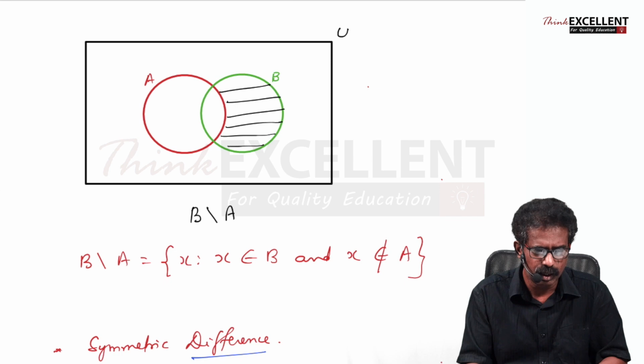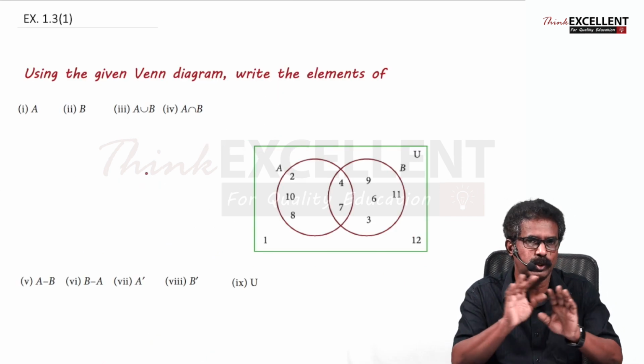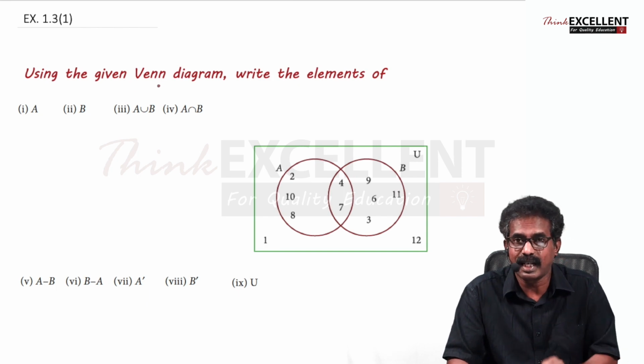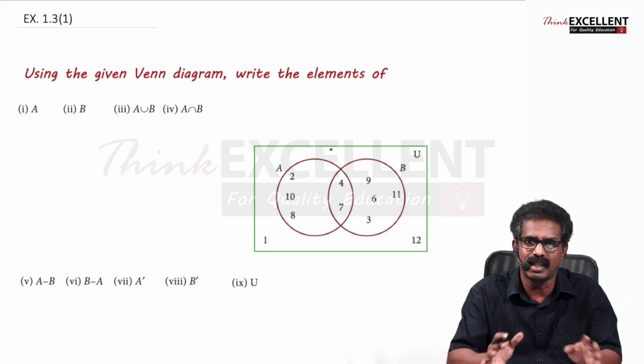So based on this, we try to work out a few sums. It's a very, very simple thing. Only the portion and everything you know now. Now we try to answer these questions. Look at the first question. Using the given Venn diagram. One Venn diagram is given. See, A, B. They put the numbers scattered here and there, right?